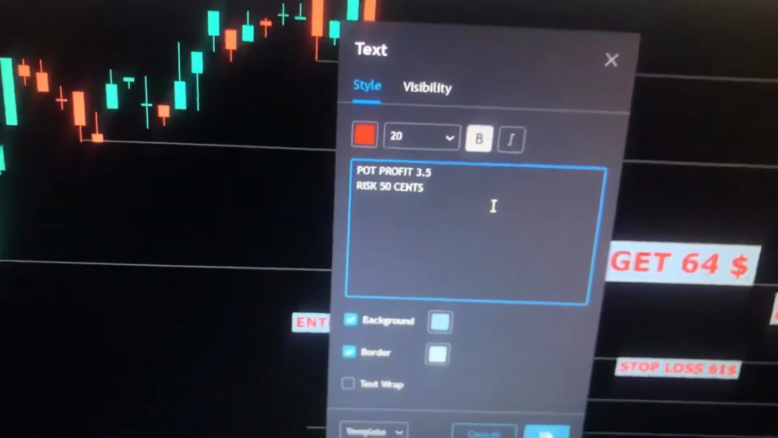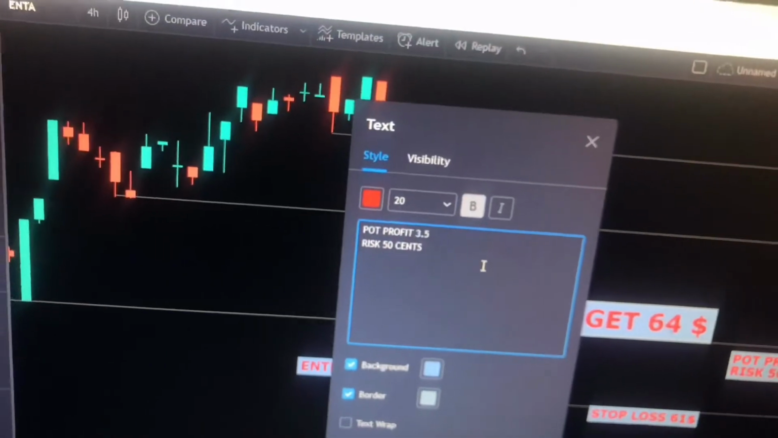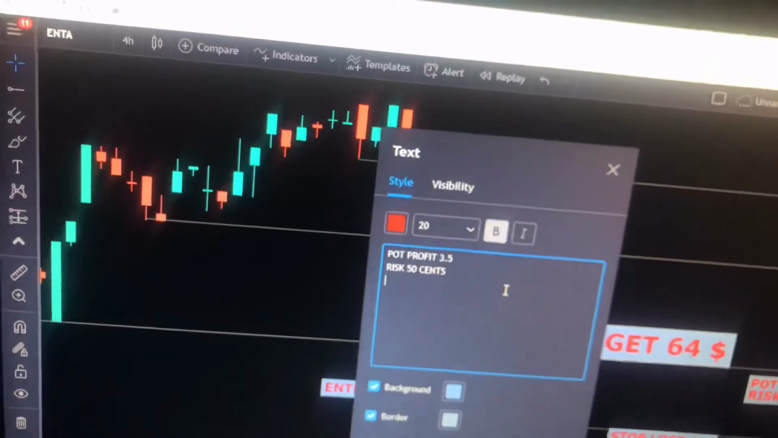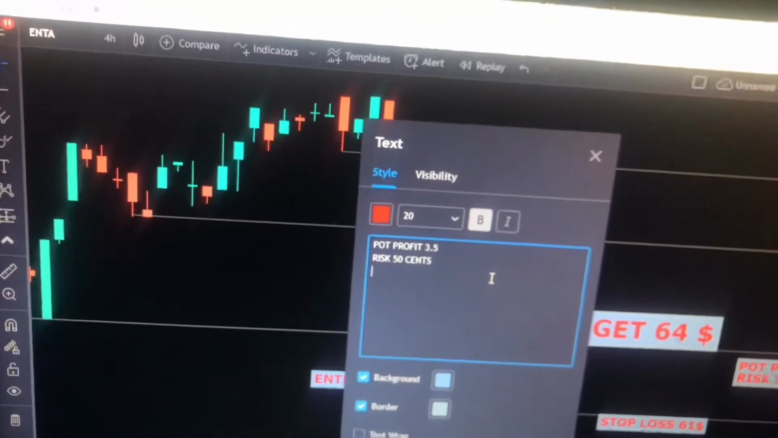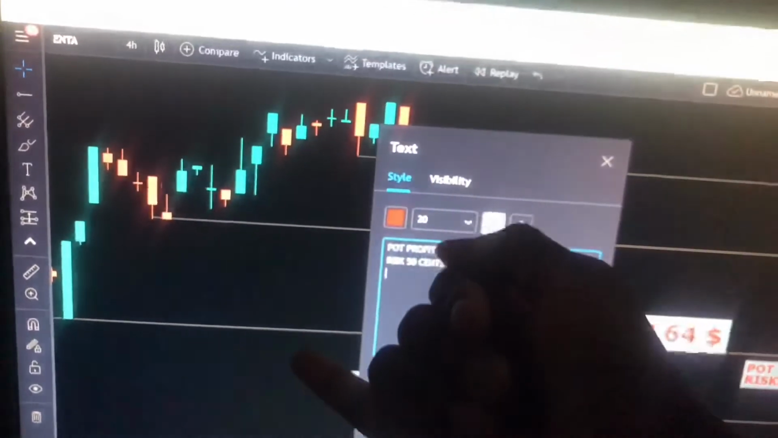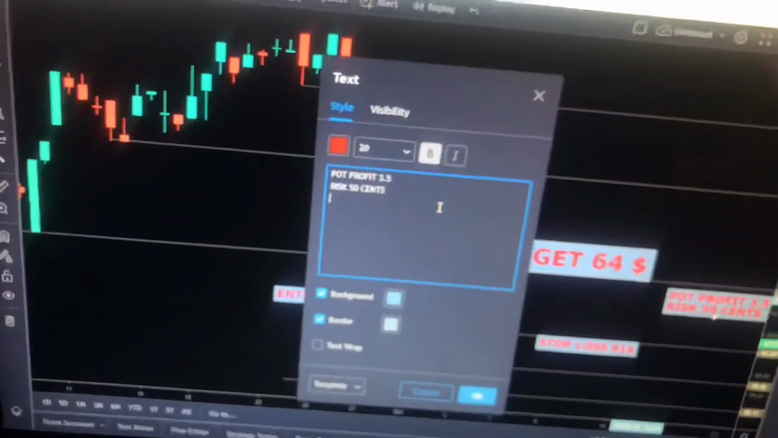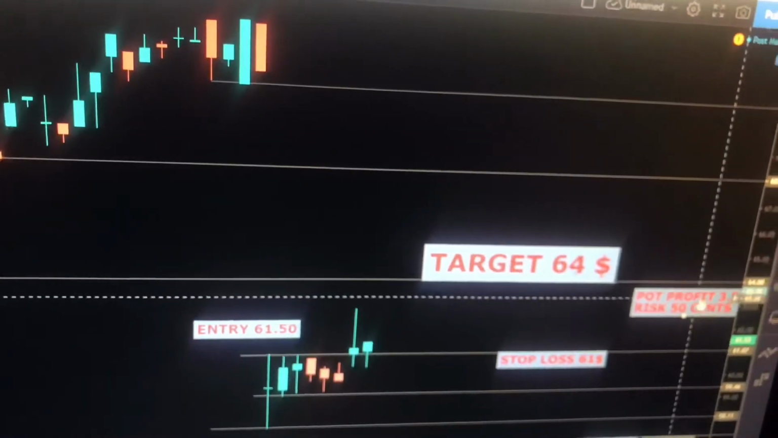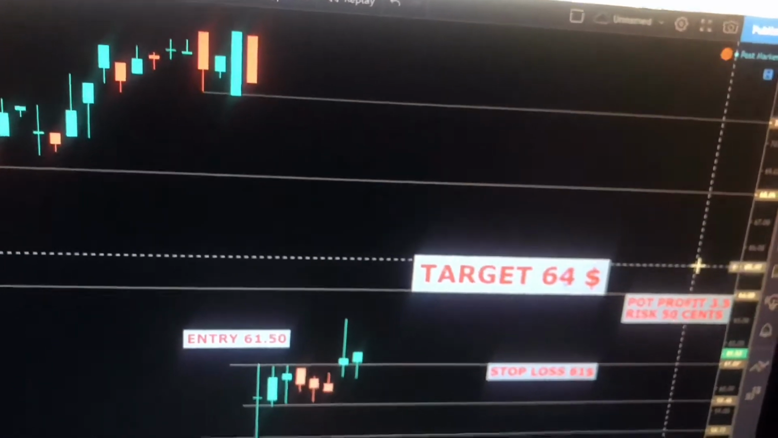Ratio for this trade: we're risking 50 cents to make what? $3.50? What's the ratio? That's like 50 cents, $1, $1.50, $2, $2.50, $3, $3.50. That's like 6 times the risk. So I'm just going to put that right there. That's just crazy. That's how you calculate your trade though.